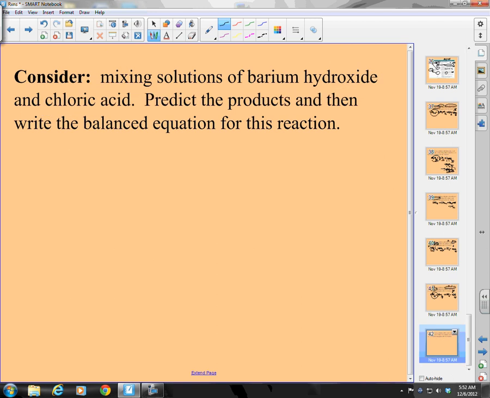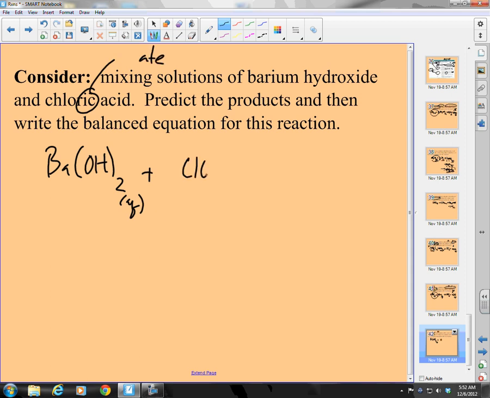Finally, you guys do this one, and we are done. I have barium hydroxide. Here's my barium hydroxide. Hey, barium's a +2. I need 2 hydroxides then. Aqueous plus what? Chloric. It comes from ate. That means I need to have chlorate. Chlorate is what? ClO3 minus. So it's 1 minus, so I need 1 hydrogen. That is aqueous. Yields what?